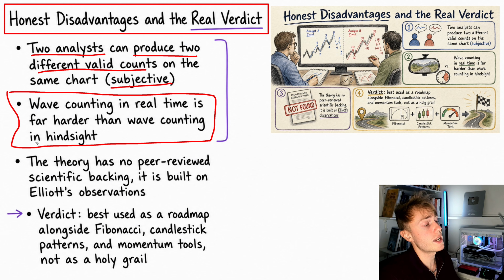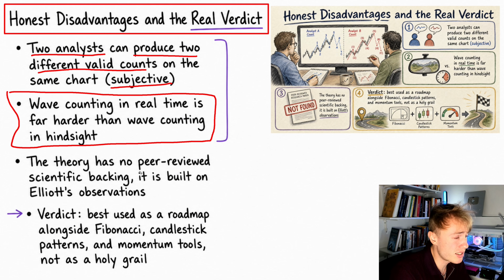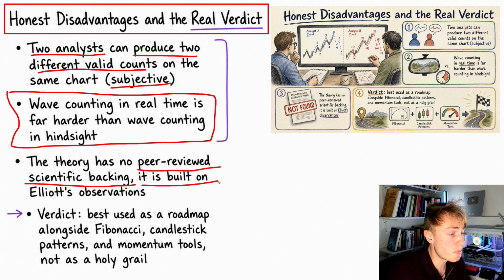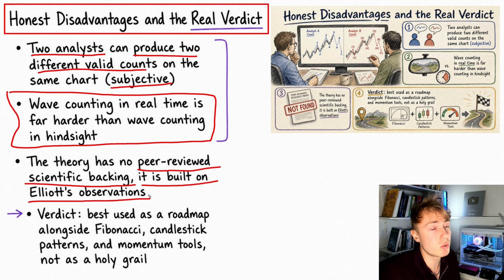I can also mention here that the theory has no peer-reviewed scientific backing. It's built on Elliott's own observations. So this is not something that has been studied. And a reason it's hard to study is just because it's very subjective and discretionary. Two traders can look at the same chart and get different counts.